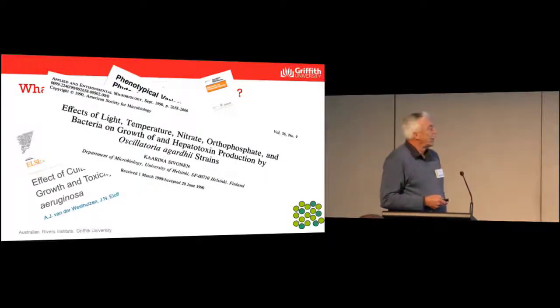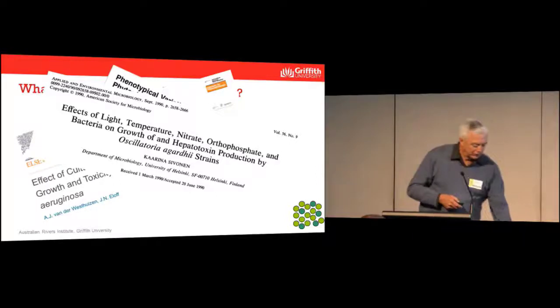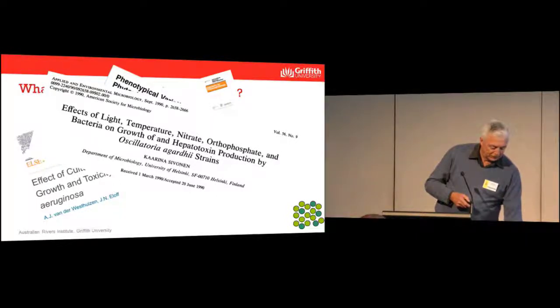Kaarina Sivonen produced a classic paper in 1990 where she looked at the effect of light, temperature, nitrate, and orthophosphate on a number of different strains of Oscillatoria agardhii producing microcystins. And Jaakko Rapala, in that same lab, looked at Anabaena species and at those same growth stimuli, looking at production of microcystins as well.